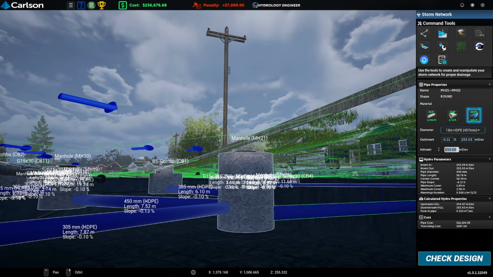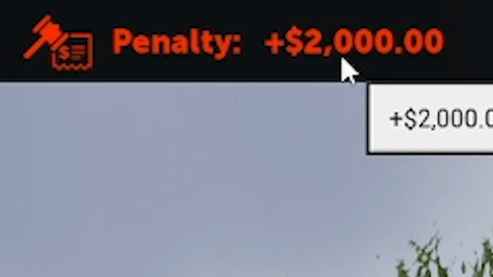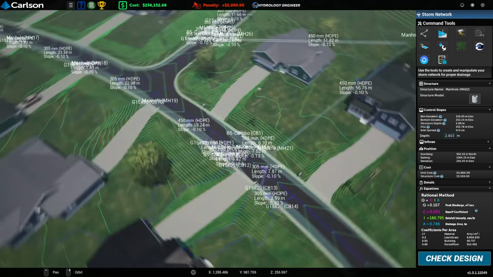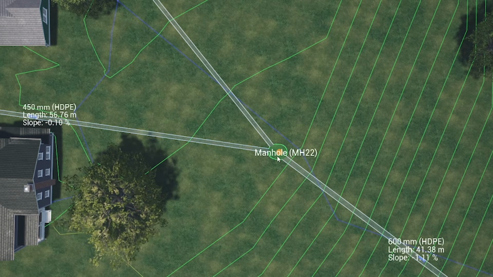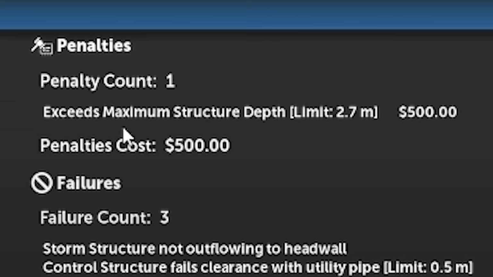Okay, so I can raise this one up. So that was the pipe I raised up. You can now see I can raise this one up quite a bit as well. By raising that up, our penalties have nearly gone. We've just got minor and major setback to buildings. So I went too close to a building. Imagine it's that corner there. So if I just move this that way, now our only penalty is we exceed the maximum structure depth.